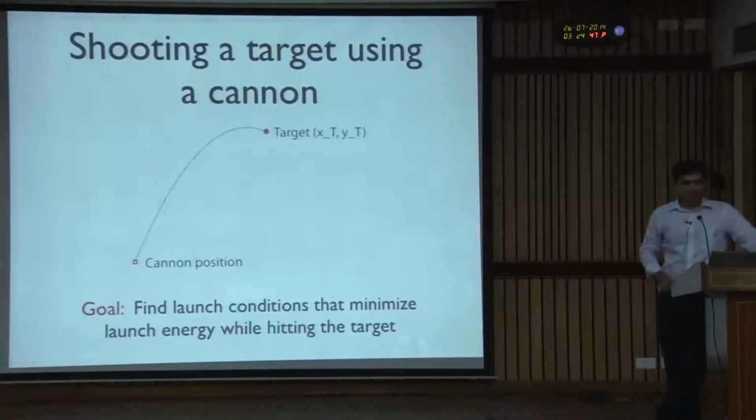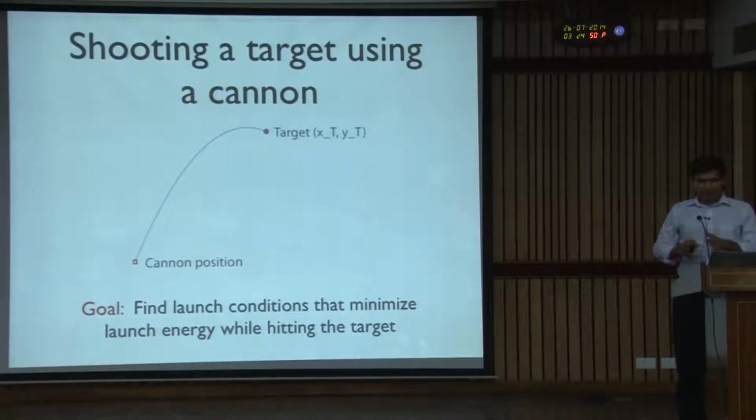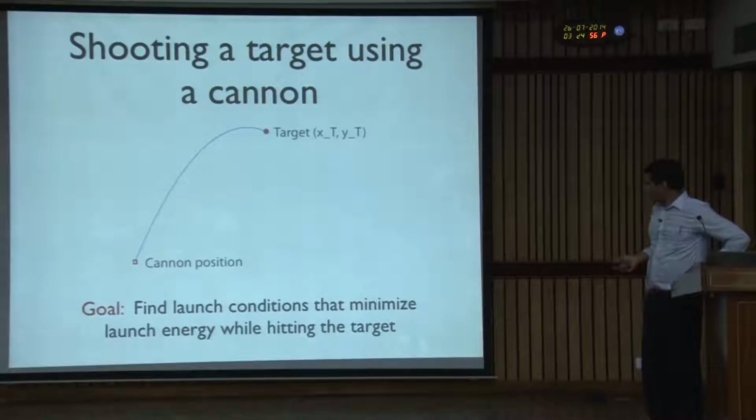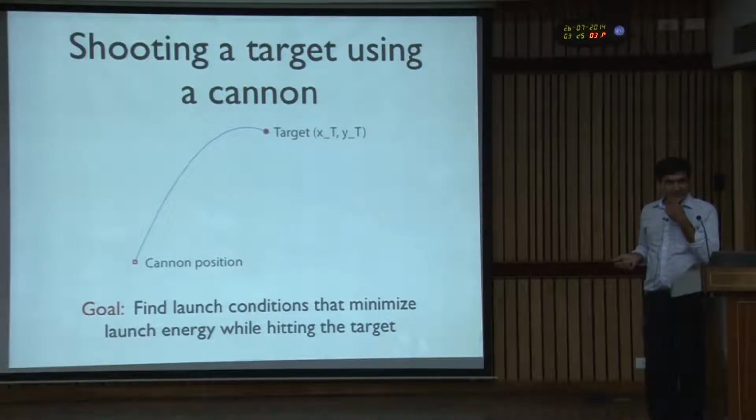Okay, so let's do another baby optimization problem. We're just building up complexity, so this has some physics, some motion, and so on. So imagine that what you want to do is shoot a cannon and hit this target. So that's the problem. So it's a shooting problem, and you want to find the launch conditions to hit the target that minimizes the launch energy.